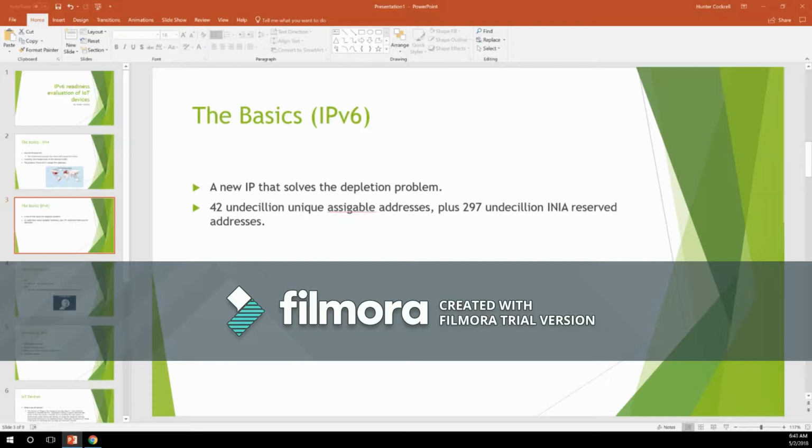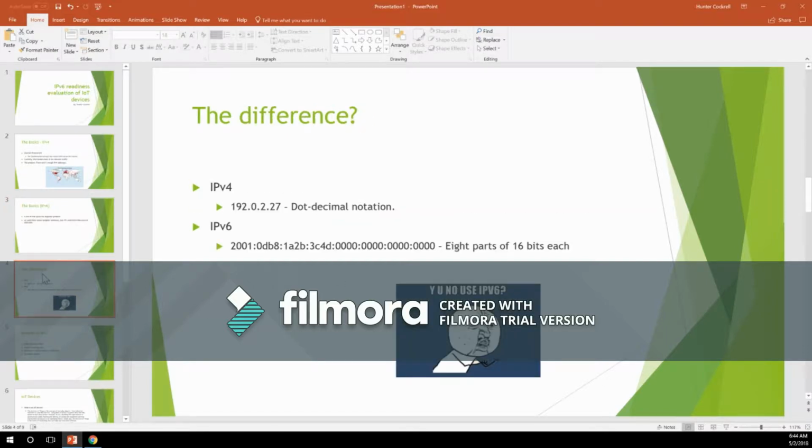Internet Protocol version 6, or IPv6, addresses this problem. The limit to the number of IP addresses is exponentially higher than the IPv4 limit. Approximately 42 undecillion unique addresses. That's the number 42 followed by 36 zeros.